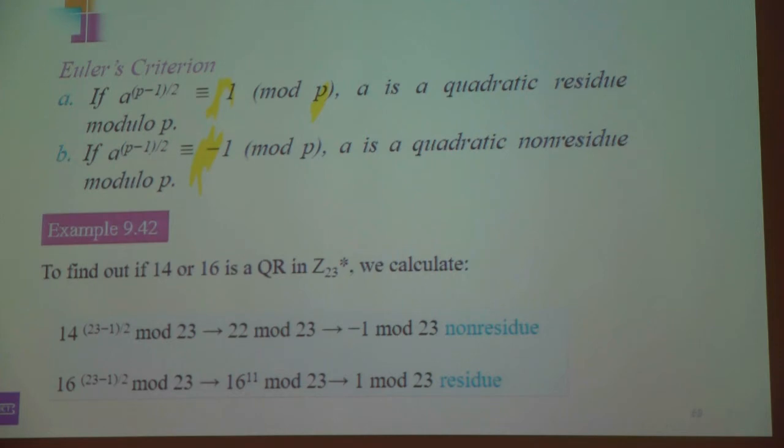So here is an example. For example, to find out if 14 or 16 is a QR in multiplicative Z23. So we'd like to know if 14 is a QR or a QNR. Very simple. 14 to the power (23 minus 1) over 2, which is 22 over 2, will give you minus 1, so it's a non-residue. How about 16? It gives you 1, then it's a residue.